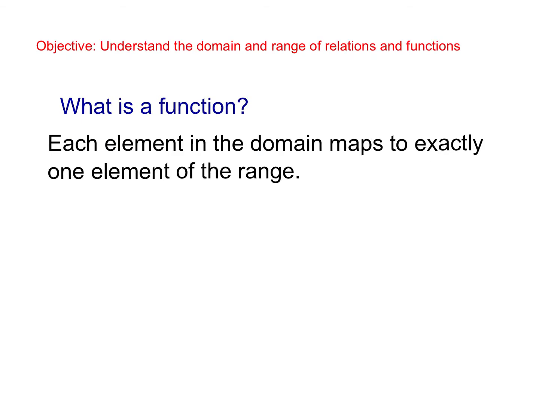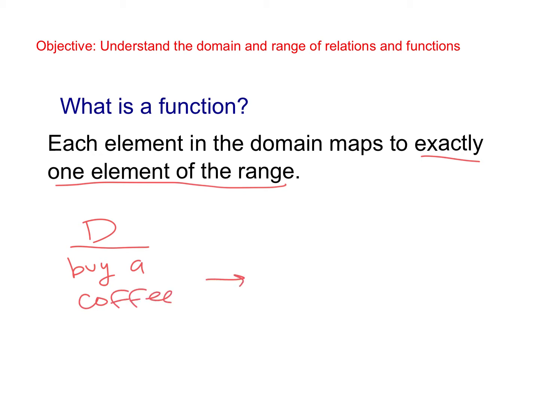And then finally, what is a function? Each element in the domain maps to exactly one element in the range. So this is important. Exactly one element of the range. So if my domain is things I'm buying, right? So I buy a coffee, right? The range is I spent $1.06 at Cumbies, right? What can't happen is if I buy a coffee and then Amelia buys the same coffee and she spends 94 cents, right? That's not a function, right?